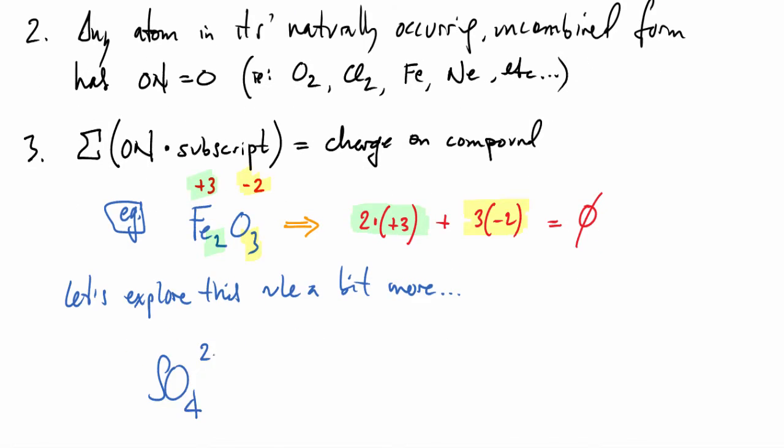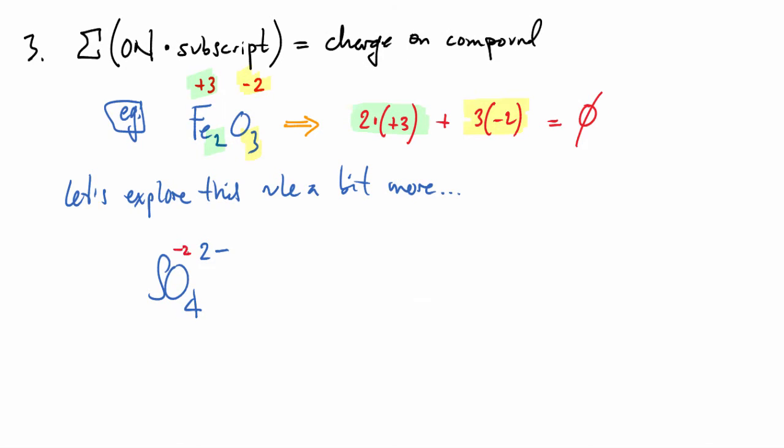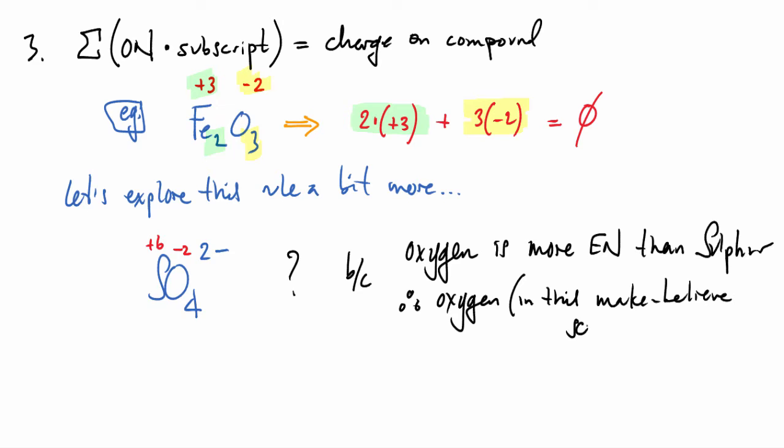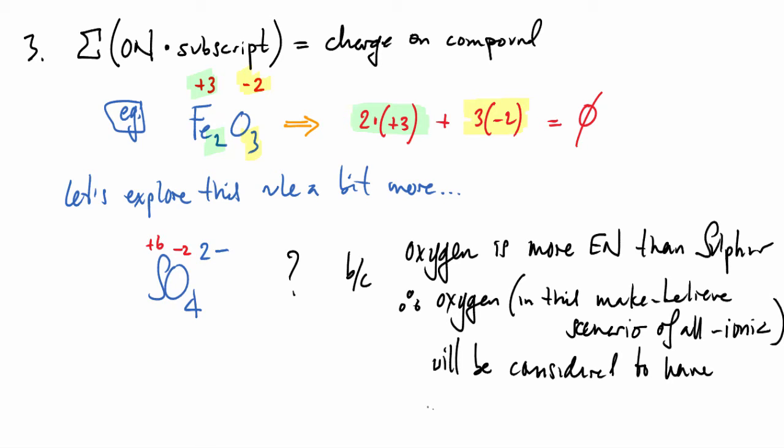So here we have the sulfate ion. It has a 2 minus overall charge. If we say oxygen is more electronegative than sulfur, it'll take its negative 2 charge and sulfur winds up as plus 6. Why is that? Again, oxygen is more electronegative than sulfur. Therefore, we consider oxygen in this make-believe all-ionic scenario to have stolen sulfur's electrons. In other words, in what we know to be a covalent bond, the electrons are considered to be only attached to the oxygen and having been lost by the sulfur.